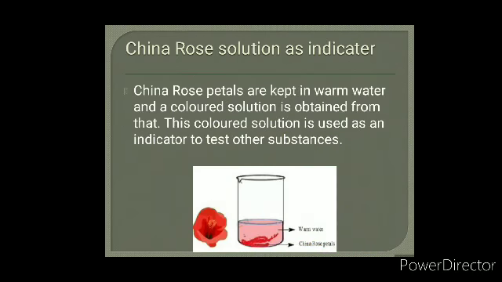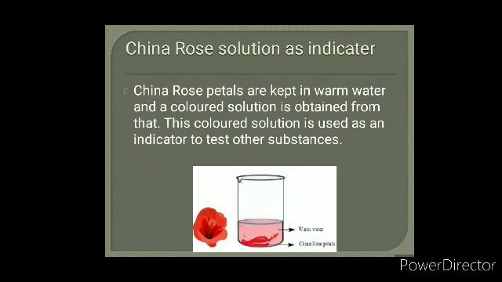Another important natural indicator is China rose. We can prepare China rose solution from China rose petals to make an indicator. So how will we prepare this China rose solution? We have to take some warm water, and we have to put all the petals of the China rose into it, and we have to keep it for some time. Separate all the petals from the solution, and you will get a pink color solution.